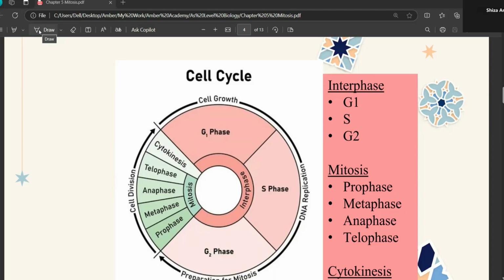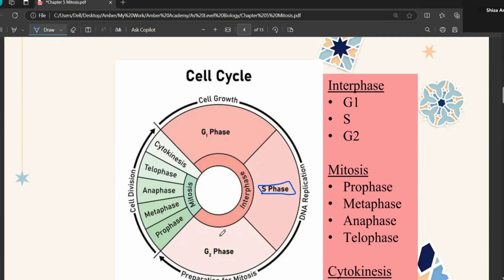Starting off with interphase, we have three phases in interphase, which are G1, S phase, and G2, and we talked about all of them. You'll also be asked sometimes to label them. For example, they can give you G1 phase and G2 phase, and then ask you what phase is in between. So over here you'll have to write S phase.